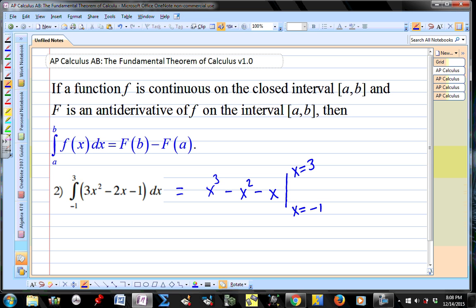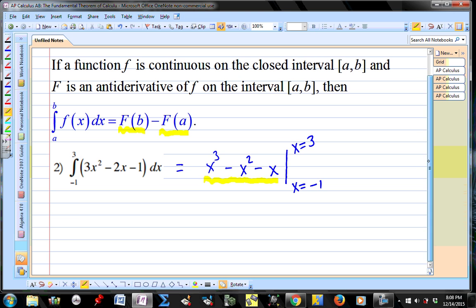So what we've just found is that big F of x is, in this example, x cubed minus x squared minus x. If we were to differentiate big F, we'd get the integrand, little f. So now what we're going to do is set up two quantities and subtract, like so. The very first thing we do is take the upper limit of integration and substitute 3 in for x.